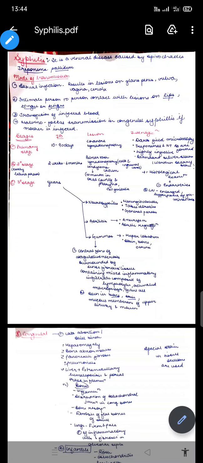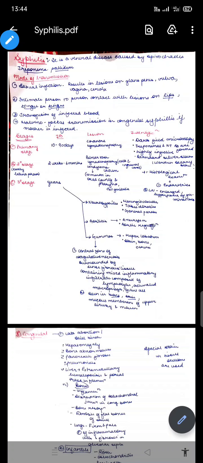So these can be detected by dark field microscopy. Then treponemal and non-treponemal antibodies are also formed. This stage is highly infective. It can also be detected by certain specified silver stains like Warthin-Starry stain.